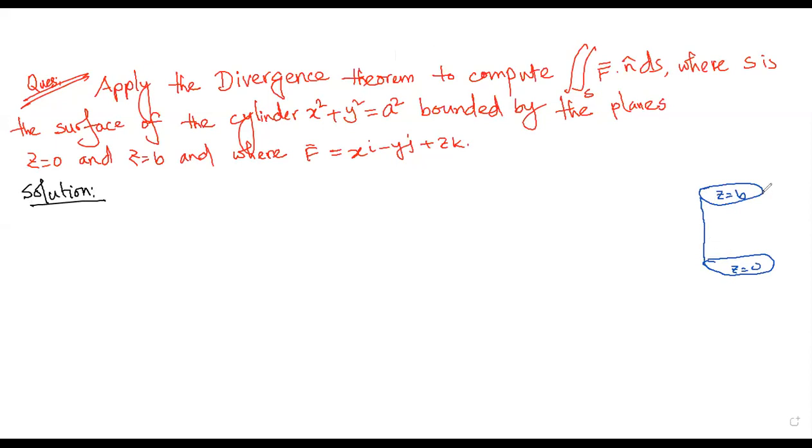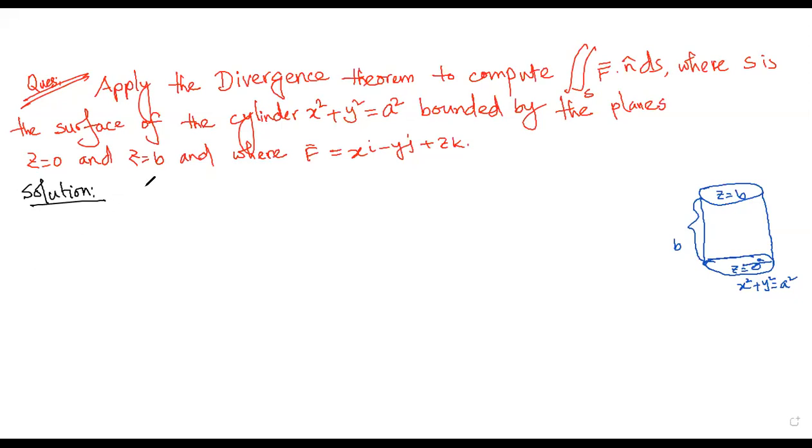We see that this is a cylinder and the height is b, and this is also a circle and this is also a circle. This circle is x square plus y square equal to a square. This is the circle of radius a. So you can write this one, and the height is b.